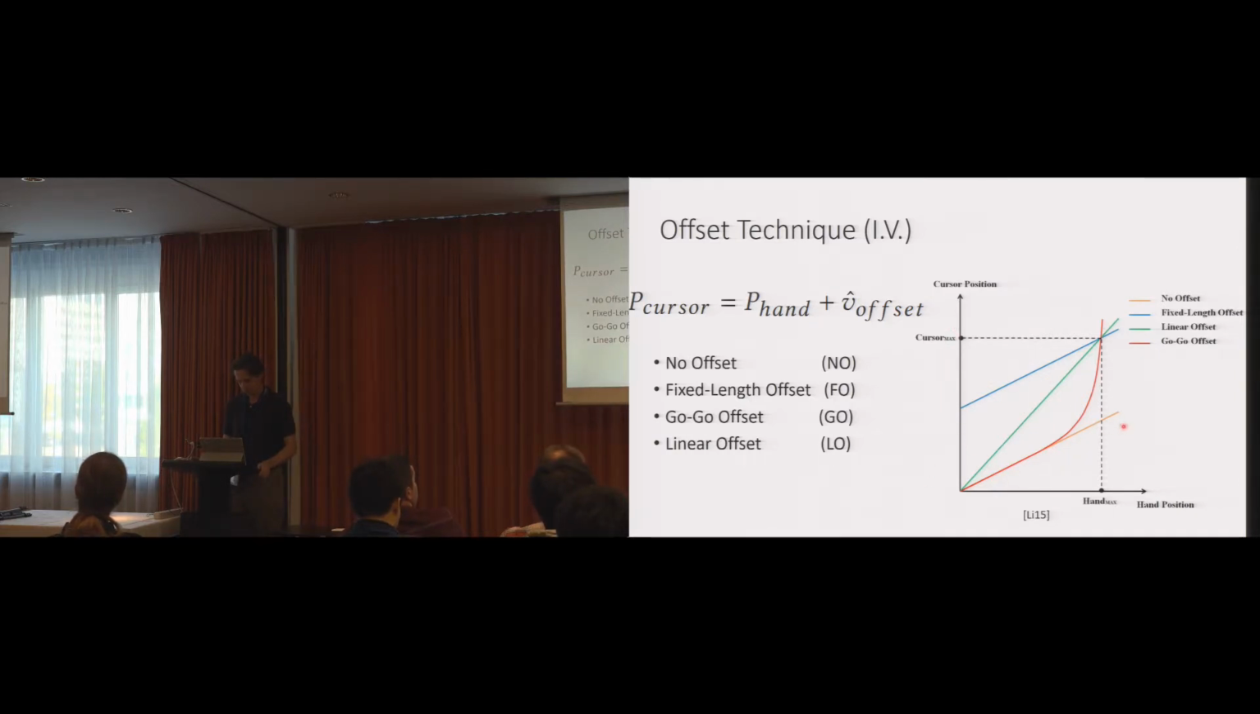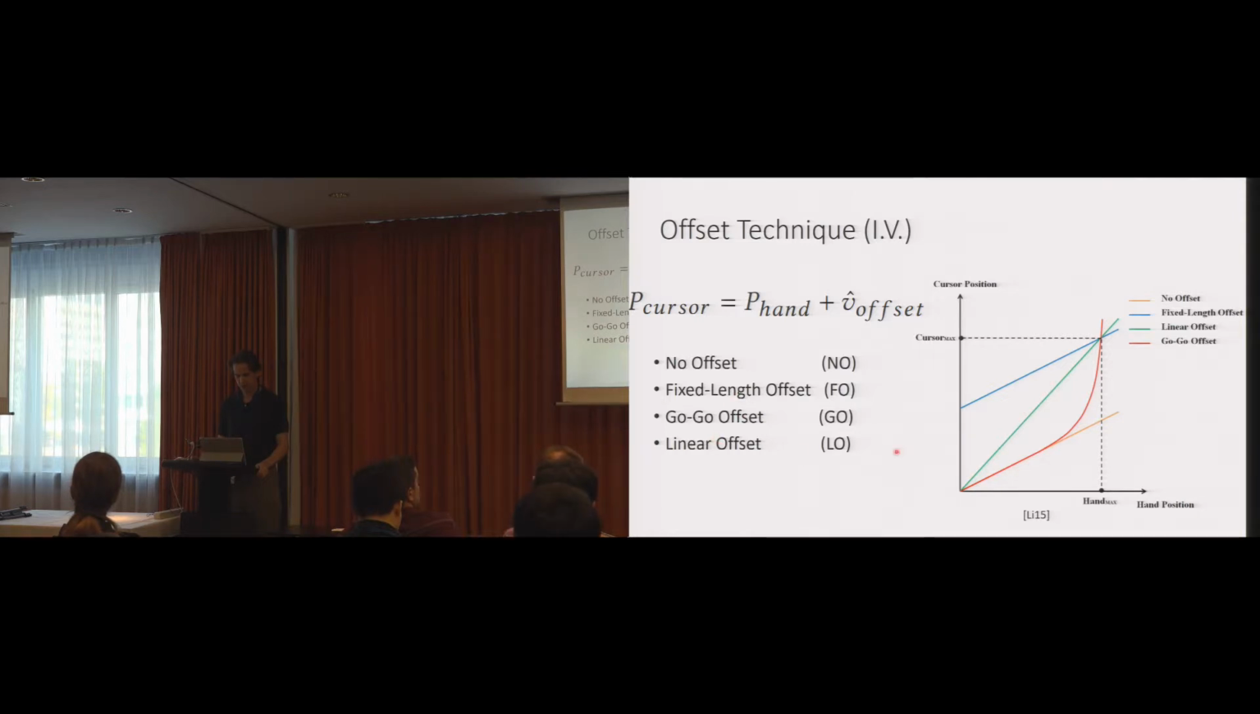When there's no offset, essentially it's just a straight line slope. So technically that slope should probably be 1. The fixed offset line has the same slope, but it is offset vertically, which represents the 1 meter offset. And if you recall, in the go-go technique, as your hand gets past a certain threshold from your torso, this quadratic gain factor kicks in and you're extending the cursor out farther into space.